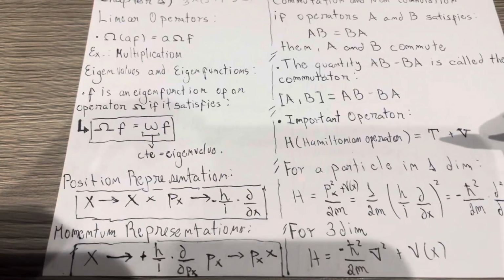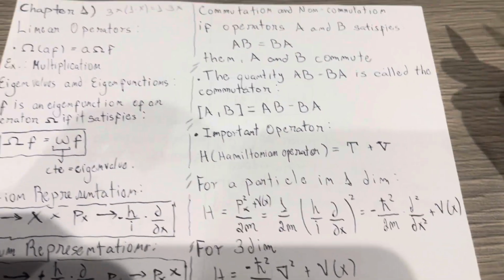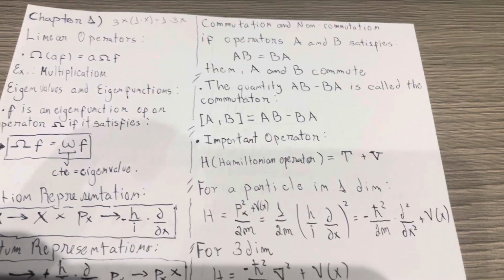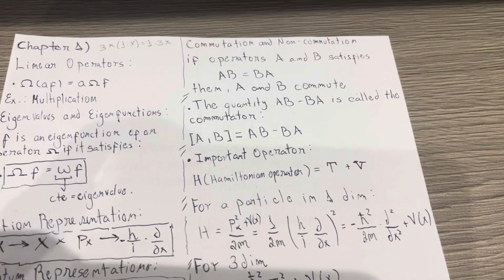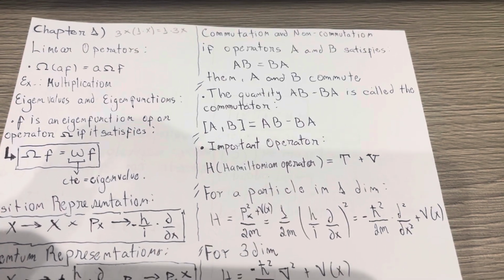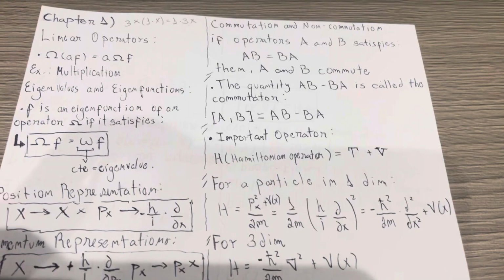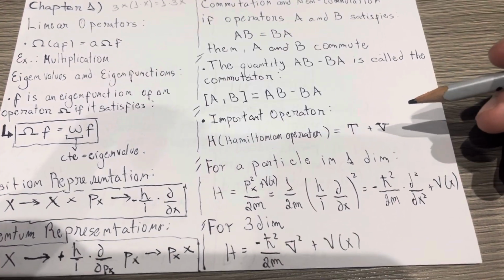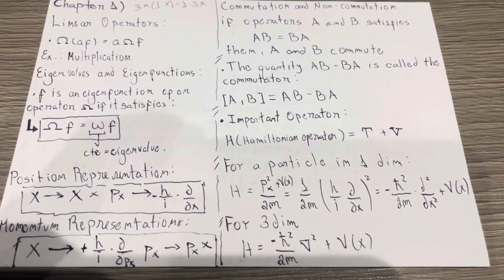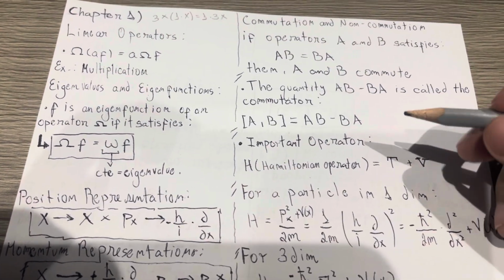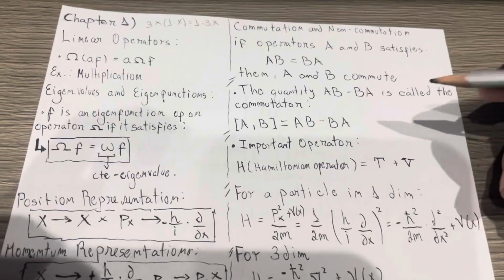Okay, and here we can start with commutation. If your operators A and B satisfy AB equals BA, then A and B commute. If they don't, they are non-commuting operators. And this quantity AB minus BA is called the commutator. I didn't know that, but it's pretty simple, I think.